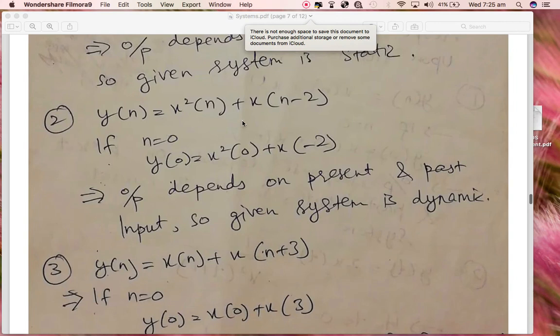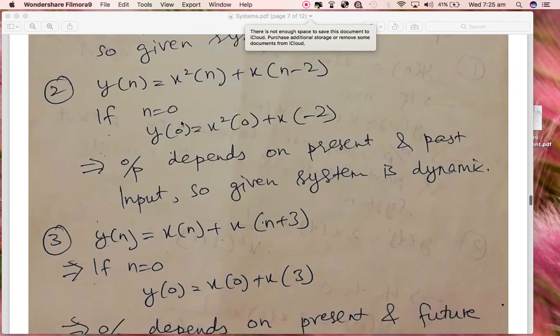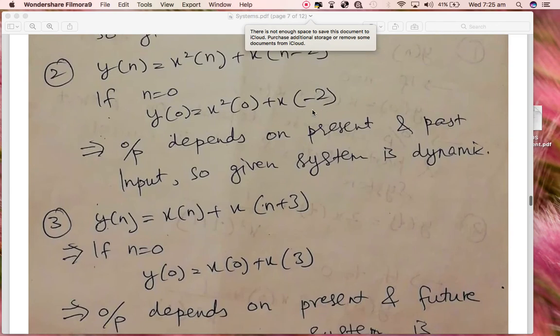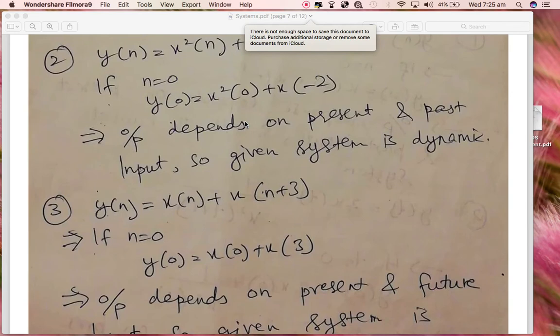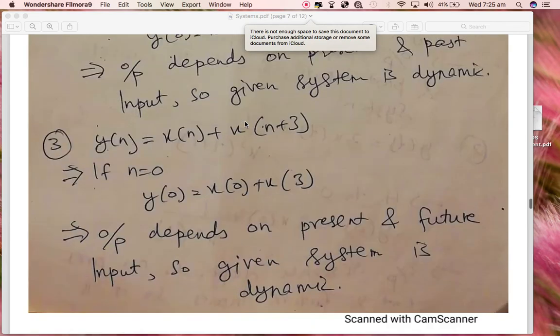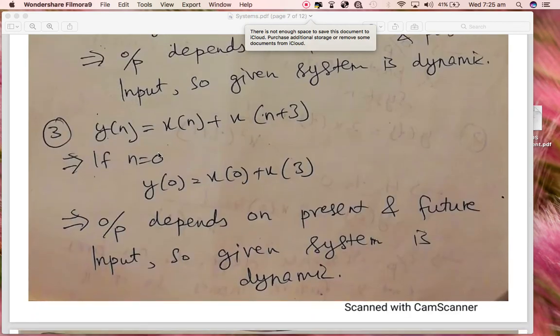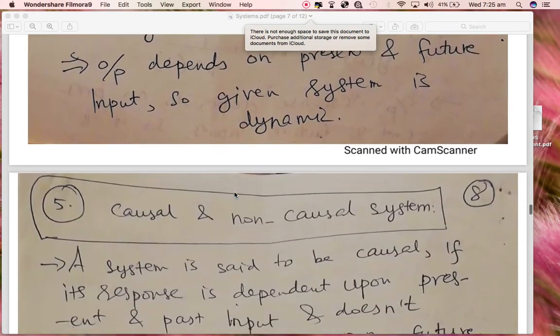Now if we have this kind of system equation and if we replace all values of n with 0, then we will see that it has a past value as well as a present value. So this is a kind of dynamic system. And again, if we have this kind of equation and we replace the value of n equal to 0 over here, we can see that this output is being calculated from a future value of input as well as the present value of input. So it is a kind of dynamic system.